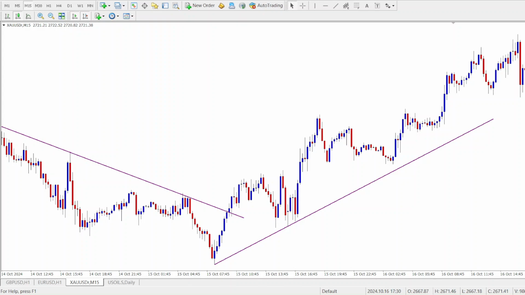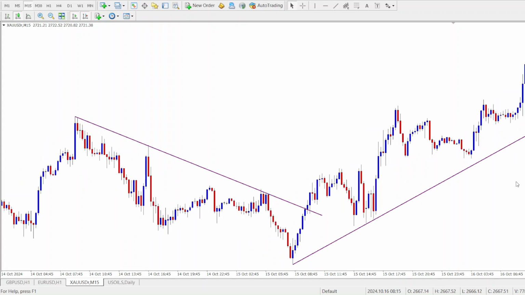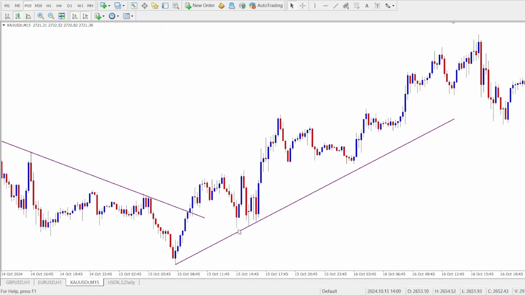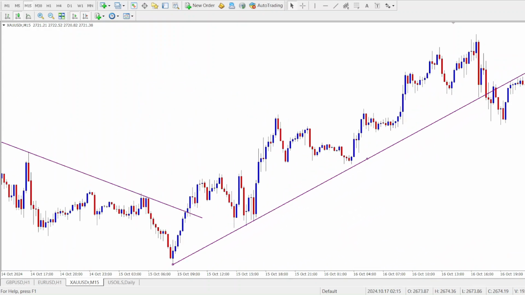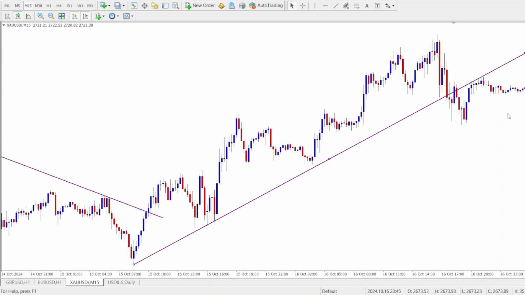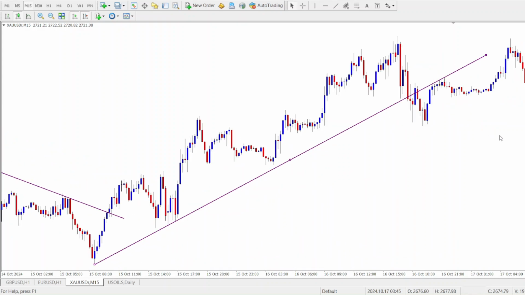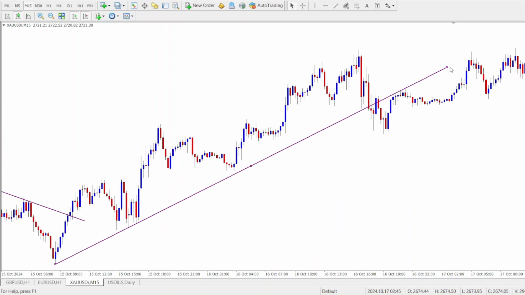Now, an uptrend line is a trend line that connects two or more swing lows. For example, this is an uptrend line. So it's important that you extend the line into the future because the more times the price touches the line without breaking it, the stronger the trend line, and it can help you to identify potential reversal zones in the future.